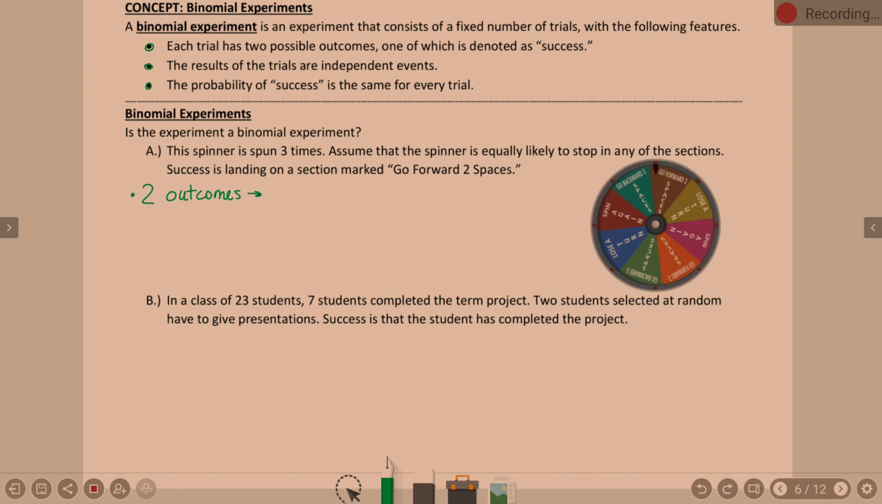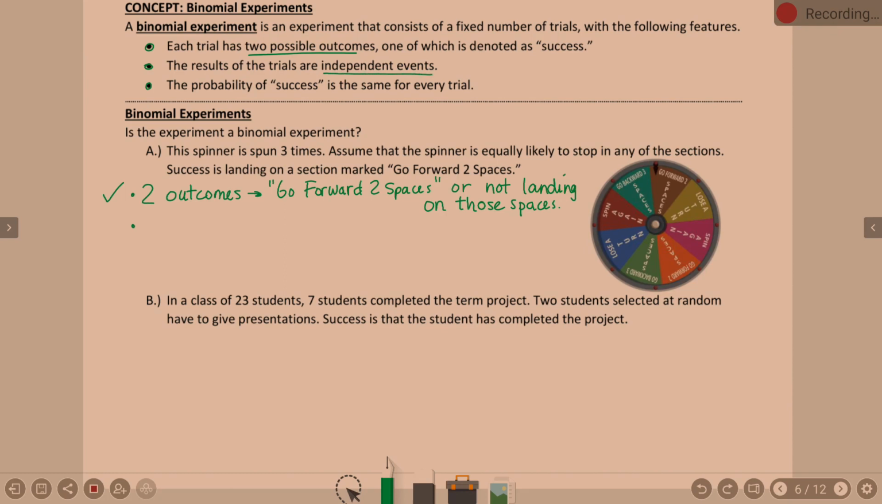So, are there 2 outcomes? Yeah. Success of go forward 2 spaces, or not landing on go forward 2 spaces. So I'm going to say 2 outcomes. Go forward 2 spaces is 1 outcome, and the other one is not landing on those spaces, so basically landing anywhere else. But that's considered 2 outcomes: landing in the place of interest or landing elsewhere. So do we have 2 outcomes? We'll say yes. So, 2 possible outcomes.